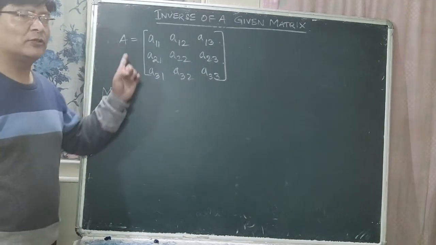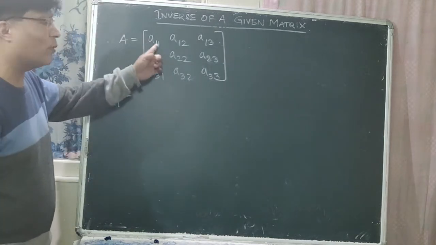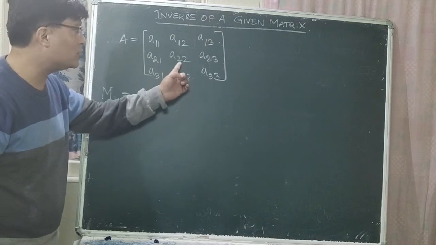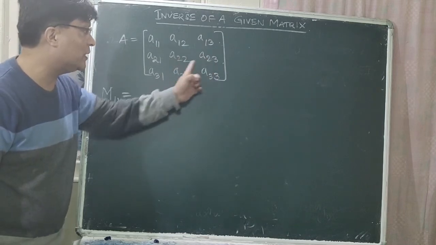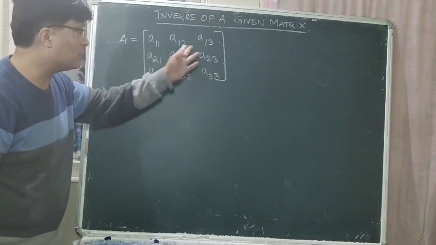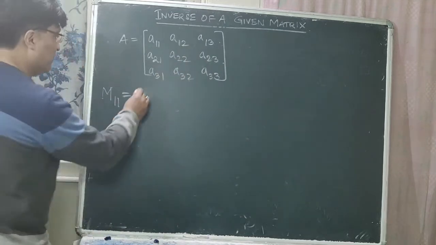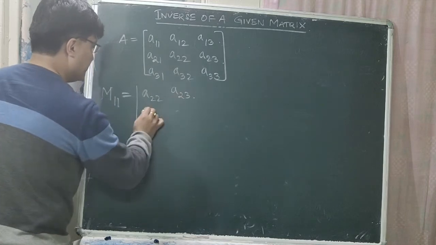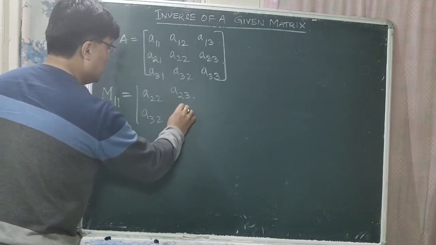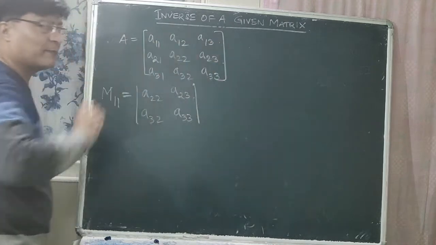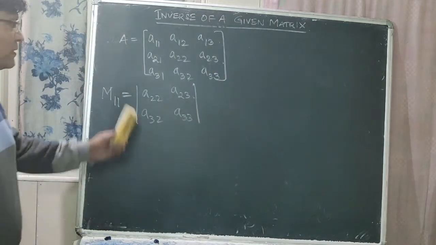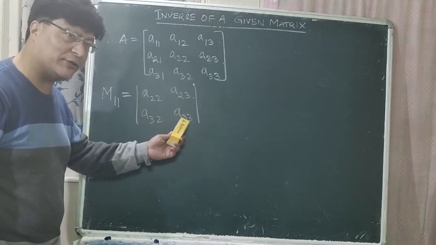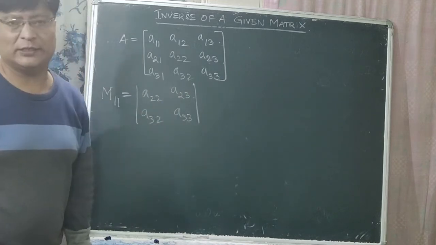If you delete the row and the column through the element A11, that means you have to delete the first row and the first column. That means what remains here? A22, A23, A32, A33. That means you have to write it in determinant form, that is, A22, A23, A32, then A33. Then you can expand it. So you know how to expand the second order determinant, isn't it? That is, it will be A22 into A33 minus A23 into A32.